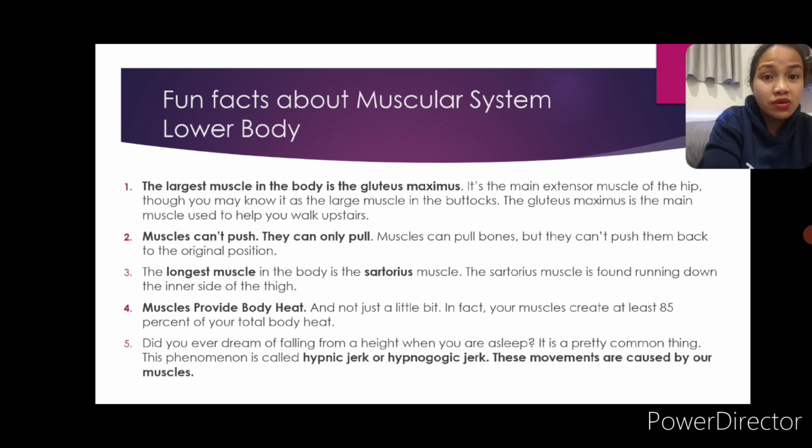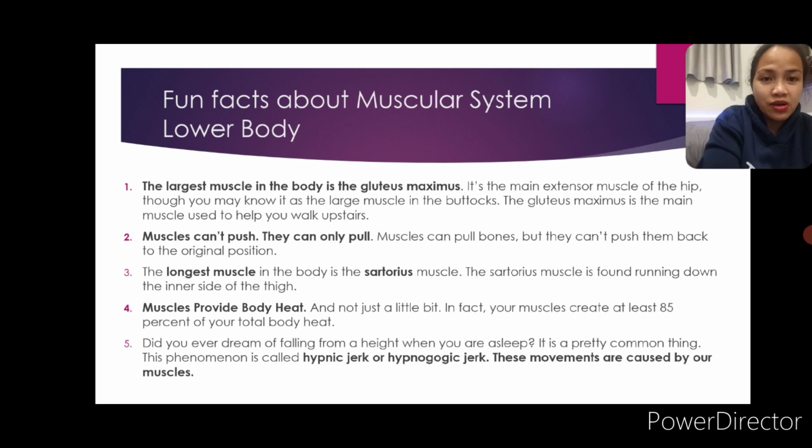Number 2. Muscles can't push, they can only pull. Muscles can pull bones, but they can't push them back to their original position. Number 3. The longest muscle in the body is the sartorius muscle. The sartorius muscle is found running along the inner side of your thigh.